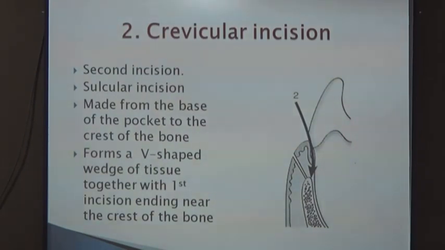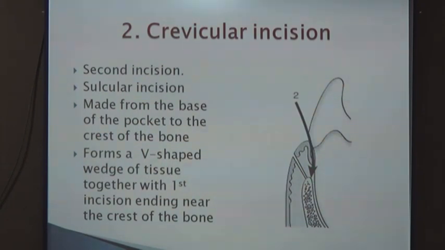Clavicular incision is otherwise known as the second incision or sulcular incision. Second incision or sulcular incision is made from the base of the pocket to the crest of the bone. See there? Base of the pocket and the crest of the bone. See the base of the pocket, right?